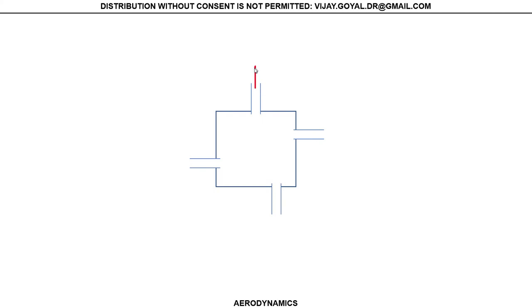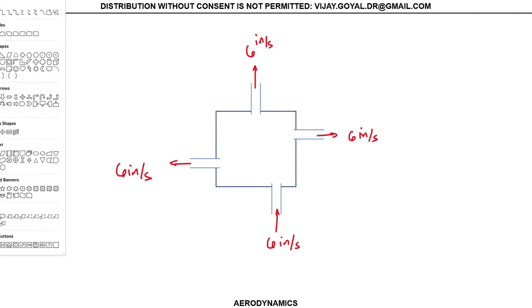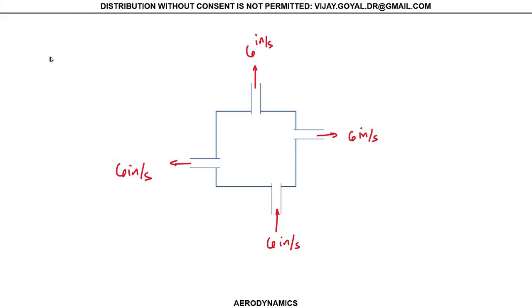you have a flow coming in this direction, and it has 6 inches per second. You have flow coming out of this, and this is 6 inches per second. You have flow coming in here. This is 6 inches per second. You have flow coming out of here. This is 6 inches per second. Okay, so this is given in the problem. Then the problem also says that your density is constant.